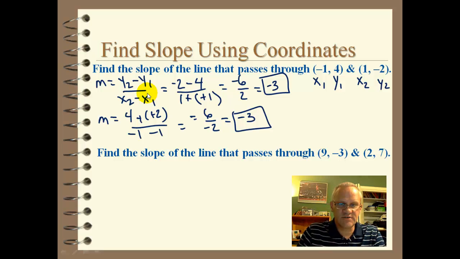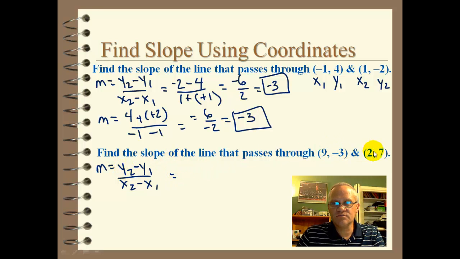All right, let's look at the other example here. So again, here's our formula, y2 minus y1. All right, so what goes in here? On the top, y2, 7 minus a -3. And then 2 minus 9. So minus a negative makes it plus a positive, so this ends up being 10 over -7.